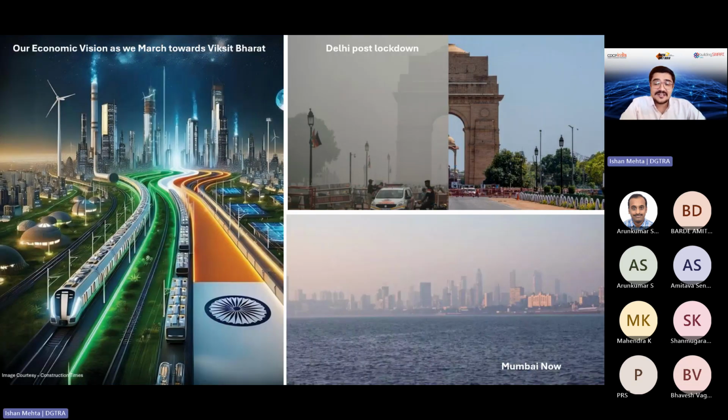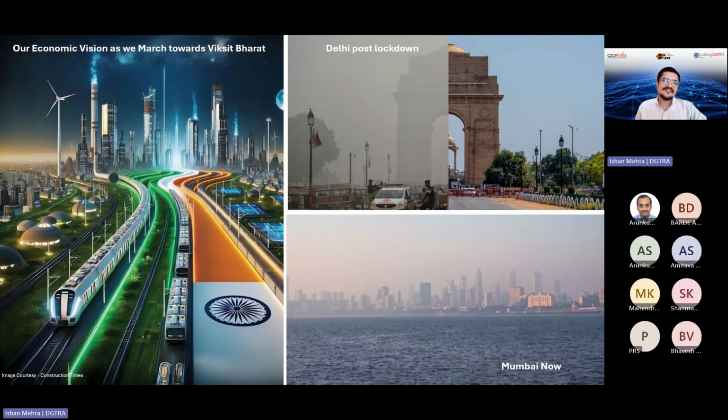However, as we work on achieving our economic goals, we must also ensure that we don't repeat the mistakes which other countries have made in the past during their developing stages. The picture clearly shows the air pollution is a major problem across the majority of cities in India. And if we don't control it now, we may have permanent damage.